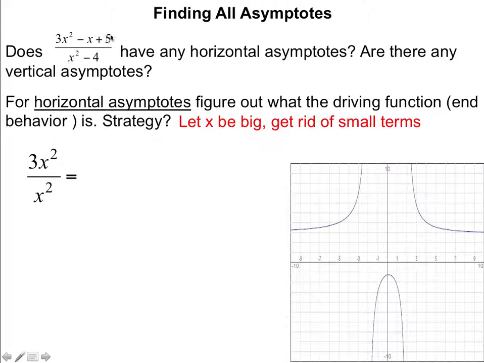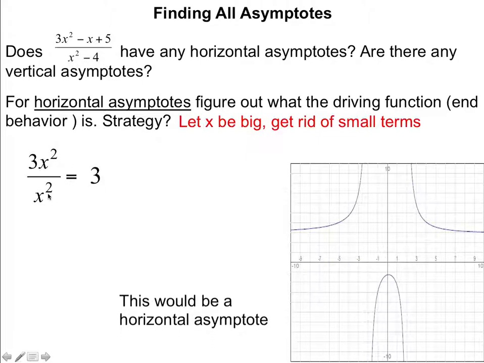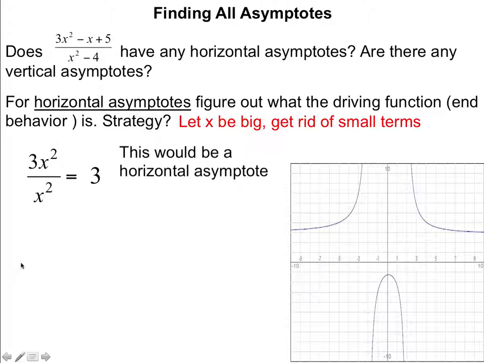So this is our end behavior, right? So our end behavior is really informal. So if we look at our function here, the 5 doesn't matter, that's small. The minus x doesn't matter, that's small. So the top is just 3x squared. Okay, at the bottom, minus 4 doesn't matter, that's small. So the bottom is just x squared. We're going to simplify. And so our horizontal asymptote is at 3. So there's our horizontal asymptote.